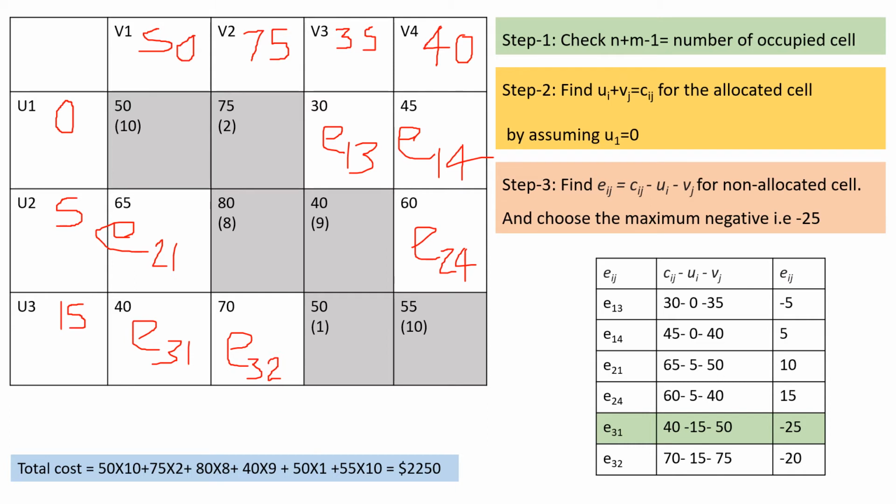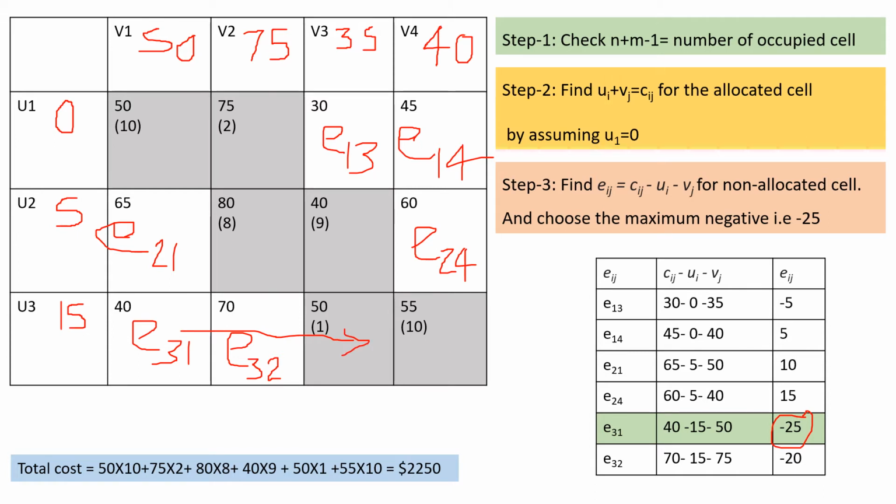So we have to start from E31 because, as you see here, E31 is the maximum negative value. So we have to start from here, and we have to go to the next allocated cell that becomes the corner stepping stone. So we have to go here. We can go, for example, like this.